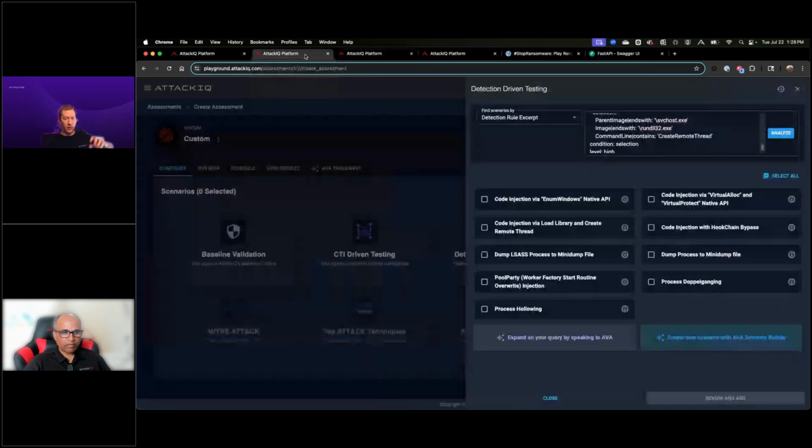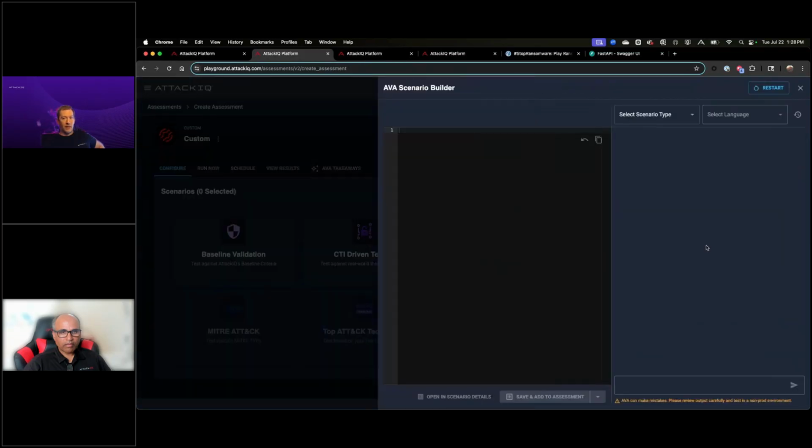I'm going to do more than one thing at once. I'm going to let her work. And at the same time, I'm going to ask, well, if the exact flavor of injection that I want isn't necessarily in the library, that's okay. I can ask Ava to help me build out a custom scenario in plain English. So there's another button you see right down here. This is Create New Scenario with the Ava Scenario Builder. I'm going to have her build me out something, script execution. Let's use Python.